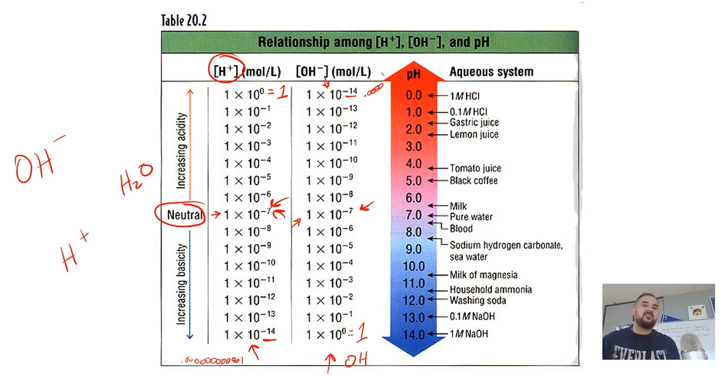As we increase the amount of hydrogen, we're decreasing the amount of hydroxide. As we increase the amount of hydroxide, we're decreasing the amount of hydrogen. Any questions on this? All right, let's move on.